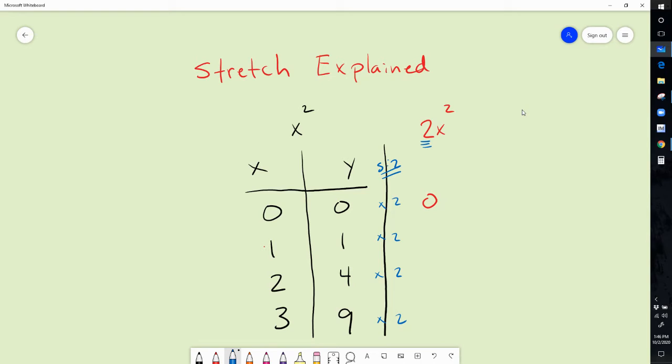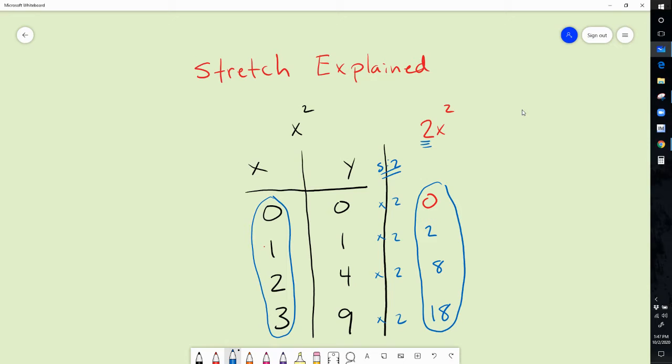So 0 times 2 is 0, 1 times 2 is 2, 4 times 2 is 8, and 9 times 2 is 18. So these are the new y values, and these are the same x values, right?